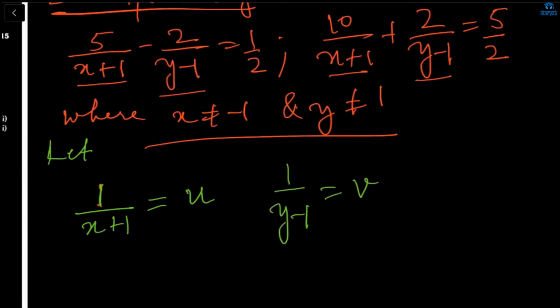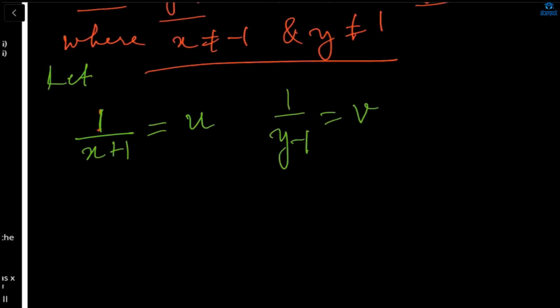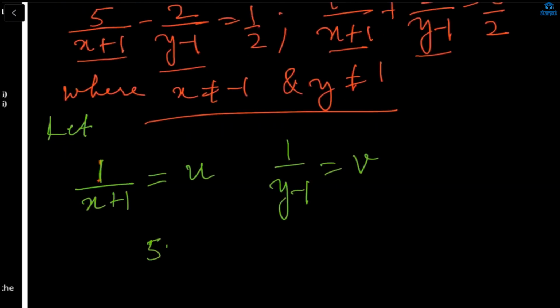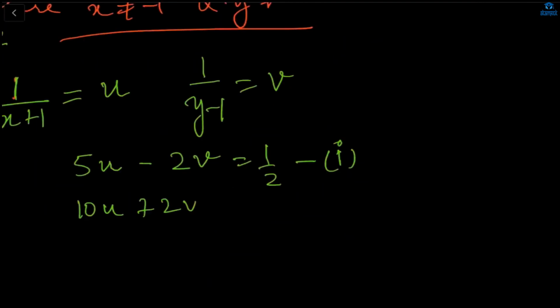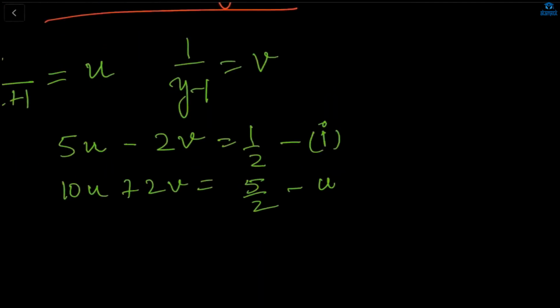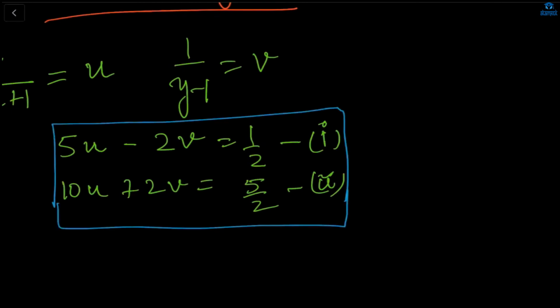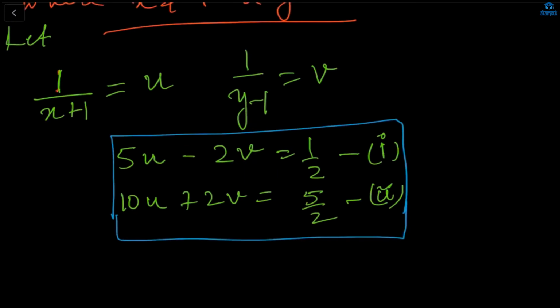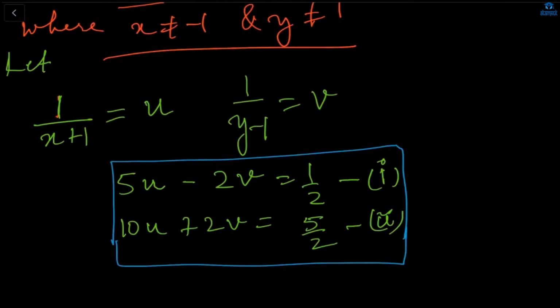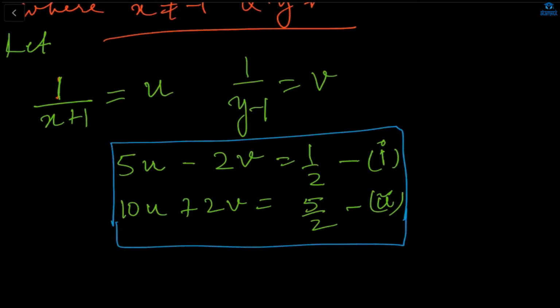Okay, understood? Now, if we again form the equation, it will be 5u minus 2v is equal to 1 upon 2, equation first, and 10u plus 2v is equal to 5 by 2, equation number second. Understood till here? How I have formed the equation? Safiya, any doubt how this equation is formed? No. Okay, so we have put the value of 1 upon x plus 1 as u and 1 upon y minus 1 as v in the given equation, and then we have formed a linear equation.